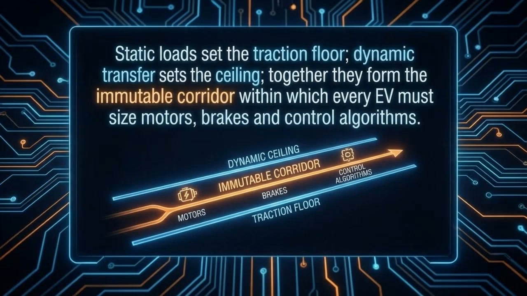Static axle loads define the starting traction level. Dynamic load transfer sets the upper acceleration and braking limits. Together they form a fixed, immutable operating corridor within which every electric vehicle must size its motors, brakes, and control algorithms. These limits are set by physics and geometry, not software or peak power.